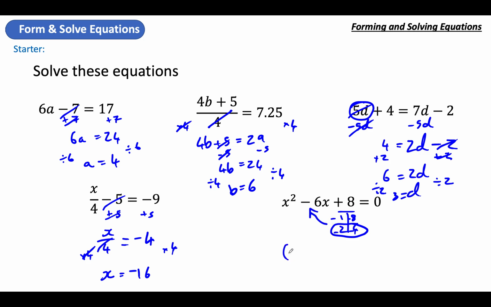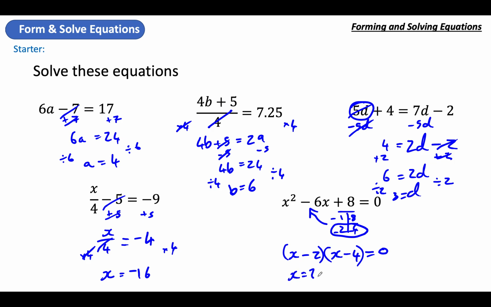All right, so let's put those in my double brackets. X minus 2, because it's negative 2. And x minus 4, because it's negative 4. Now the answer will be these numbers, but we change the sign is the quick way of doing it.